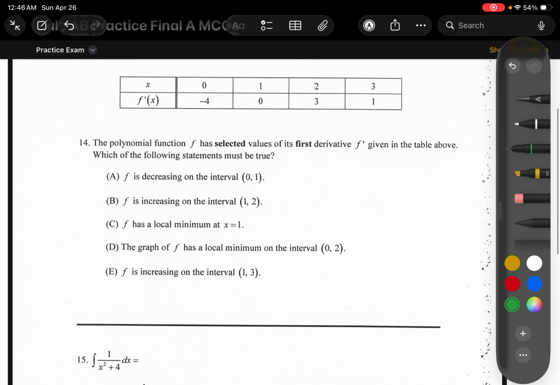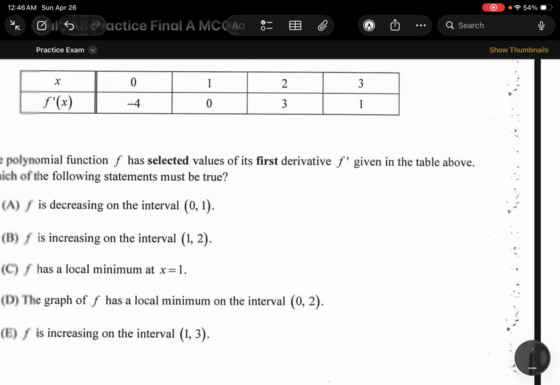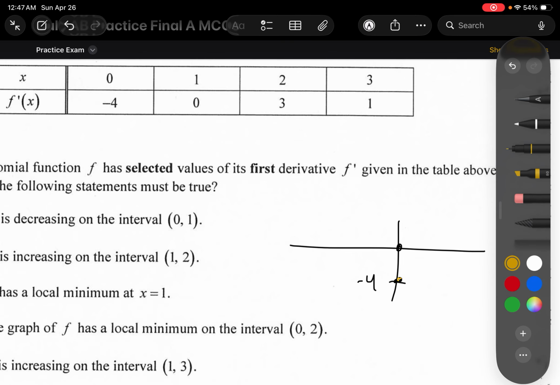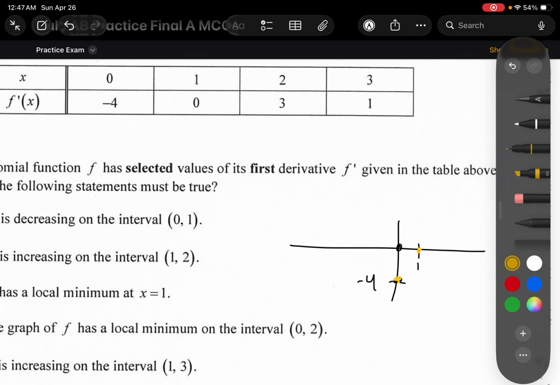Question number 14. The polynomial has selected values of its first derivative, f prime, in the table above. Which of the following statements must be true? So this is a function analysis problem, and we're going to graph f prime of x. So at 0 it is going to be negative 4. That's going to be our first point. And we're going to connect all of this after we have everything plotted down. So it's going to be 1, 0. We're just going to plot every single point.